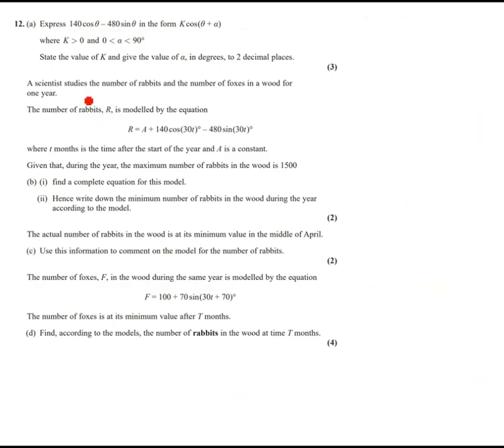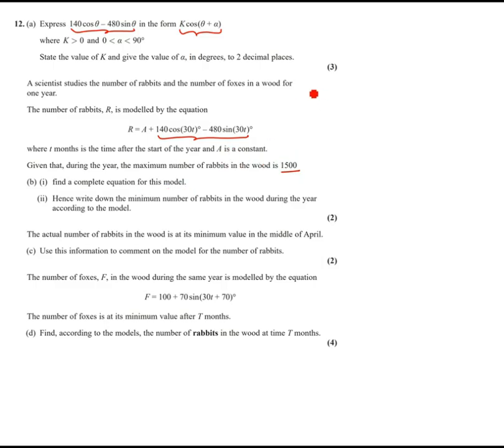A scientist studies the number of rabbits and the number of foxes in a wood for 1 year. The number of rabbits R is modeled by this equation. It looks like this part is the same as this thing here, which can be written in this form. So we will be using that form over here, where t months is the time after the start of the year and a is a constant. Given that during the year, the maximum number of rabbits in the wood is 1500, find a complete equation for this model.